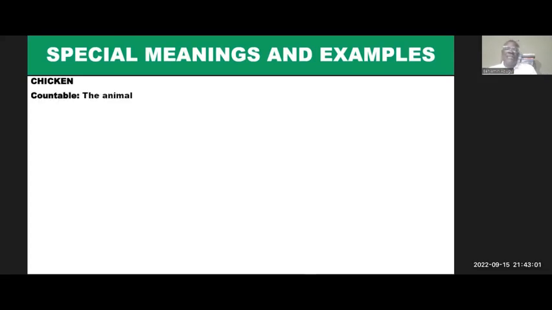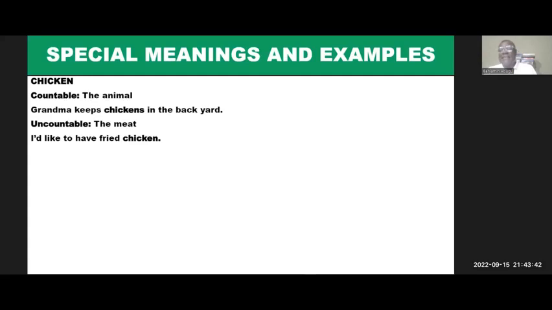So if you are referring to chicken, the animal, okay, then you can count the number of chickens on the farm or in the kitchen, okay? For example, grandma keeps chickens in the backyard. When you look at chicken as that animal, the bird, then you can count the number of chickens. But then when you are talking about chicken, the meat you eat, then it is uncountable. In that case, you can say, I'd like to have fried chicken. You can't count it because it refers to the meat that you eat.